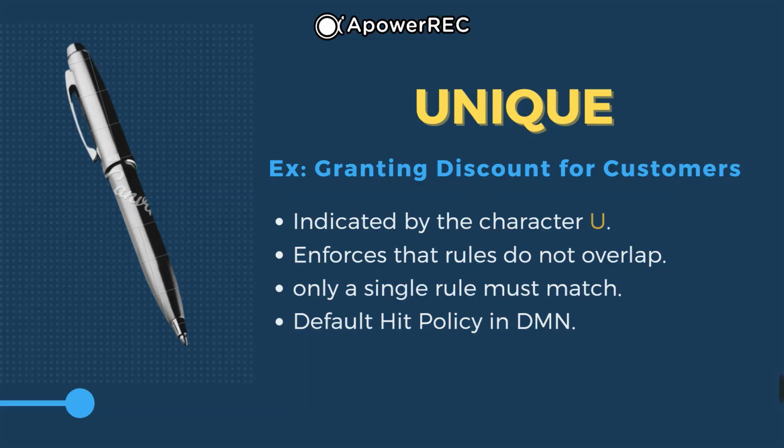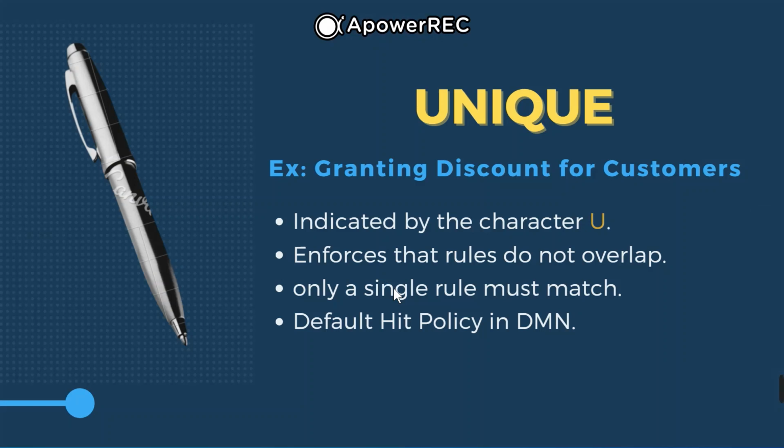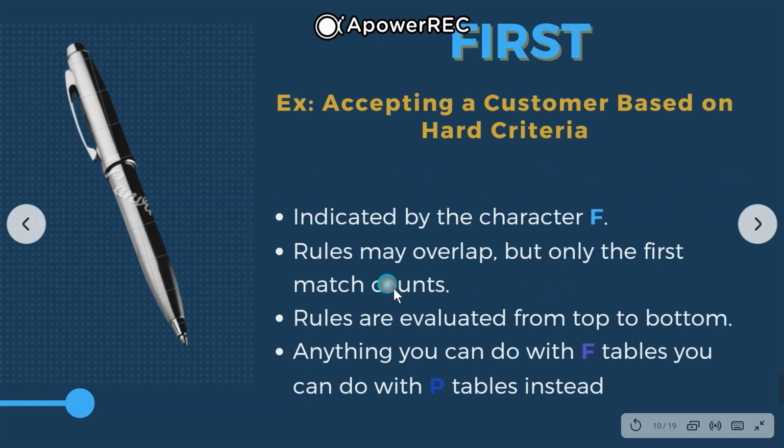The hit policy unique is indicated by the character U and enforces that rules do not overlap. All the rules are disjoint and only a single rule can be matched. This is also known as the default policy, and overlapping rules represent an error for the unique hit policy. The second one is first, which is represented by the character F.